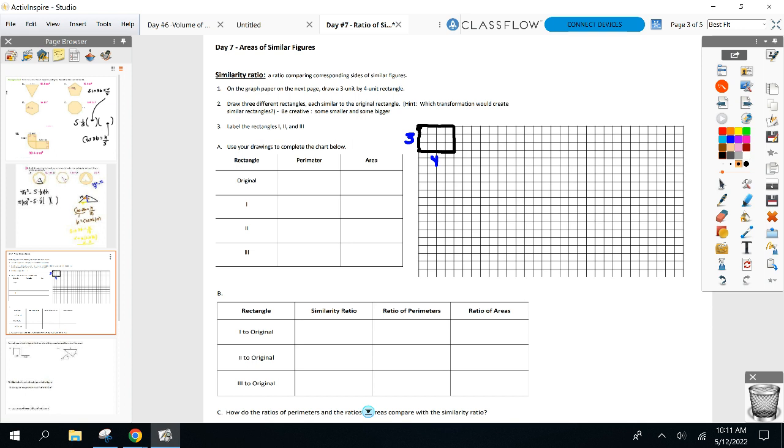And then you got to flip back and forth, but can you find me the perimeter of that rectangle and the area? What's the perimeter of that rectangle and the area? We'll start there.